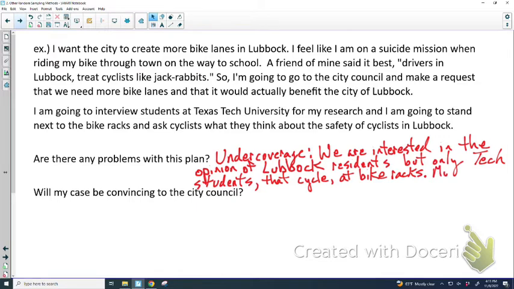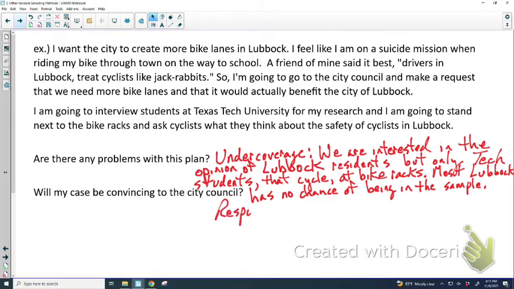Let's write that. Most of Lubbock has no chance of being in the sample. I would say response bias is present. Wording questions is manipulative.